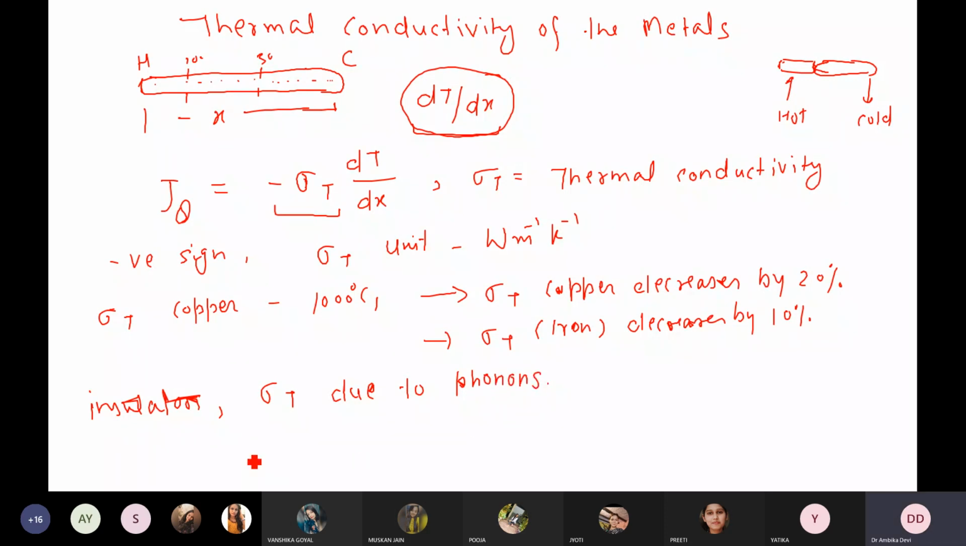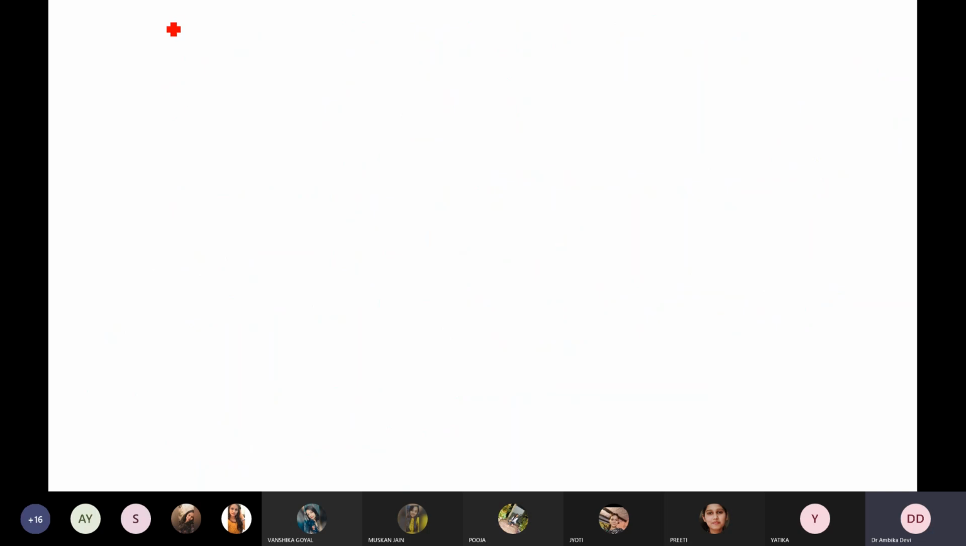However, in metals, the situation is different. In metals, heat may be transported by both electrons as well as phonons. Therefore the contribution to the thermal conductivity of metals is due to both of the things, the phonons as well as the electrons. So the total thermal conductivity of metals is the thermal conductivity of the electrons plus the thermal conductivity of the phonons.